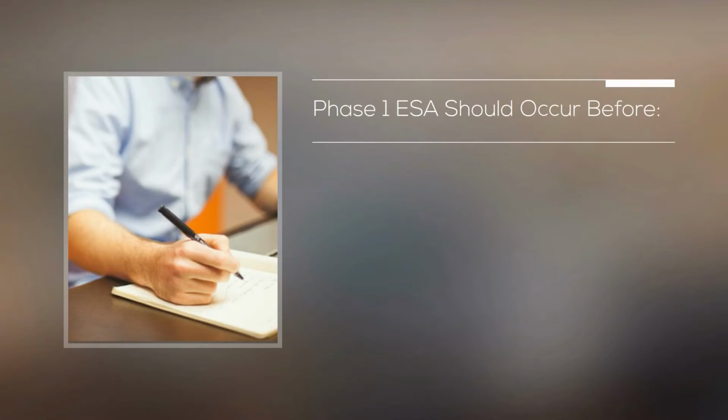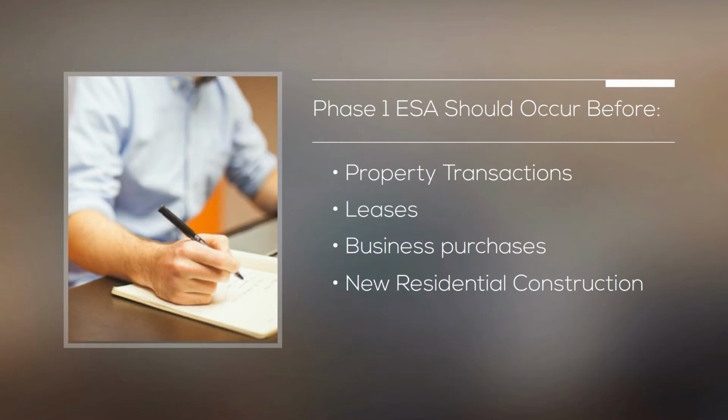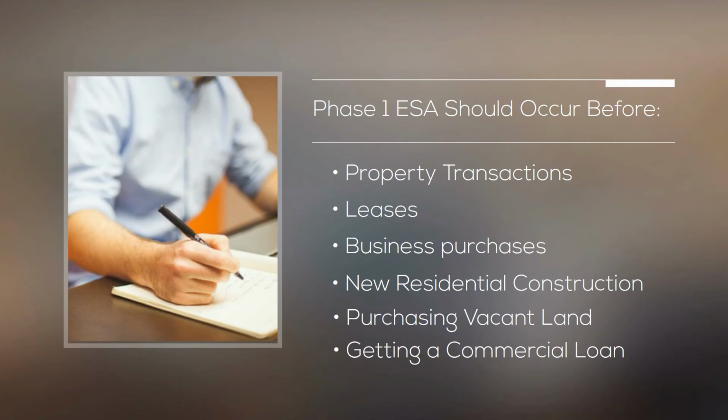Phase 1 ESAs may be conducted prior to any commercial or industrial property transaction and may also be conducted for leases, business purchases, new residential construction, and when purchasing vacant land. Many banks require a Phase 1 to be completed before they will issue commercial loans.